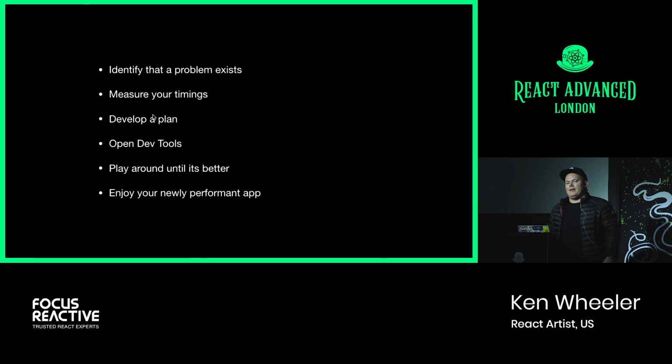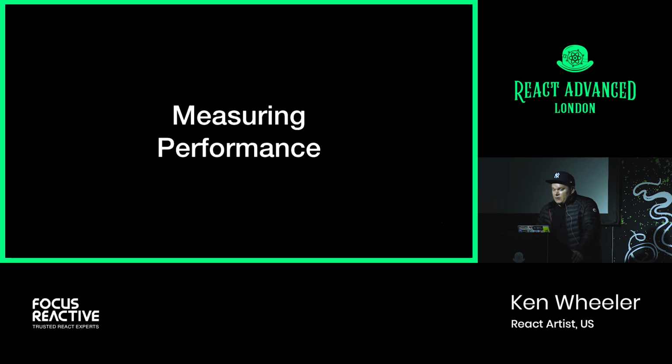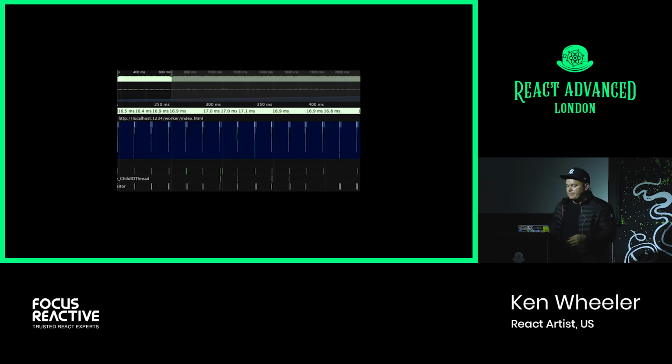After that, you develop a plan based upon what the problem is, a plan on how to solve it, and then from there you open DevTools and iterate, fix and measure, fix and measure, until it's within an acceptable limit, and then you enjoy your newly performant app. So the most important part, measuring it, let's talk about that right now.